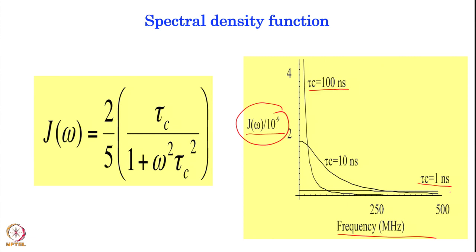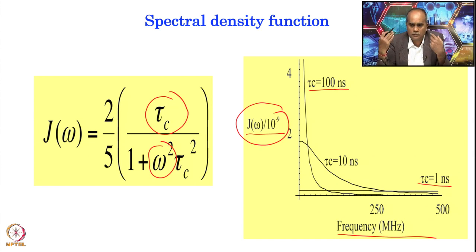So J of omega is given by this function, where tau c is the correlation time, omega is the frequency, and again tau c. So it stores the power of a molecule, how rapidly or how slowly it decays, how the power dissipates, that is what the spectral density function is saying.